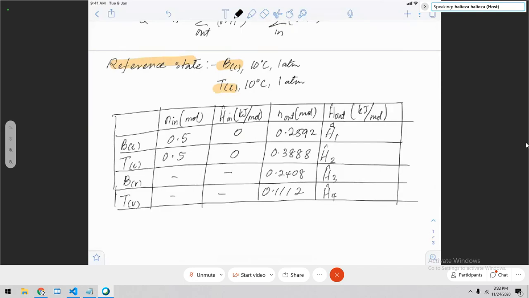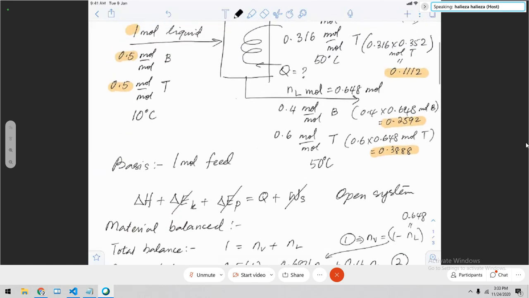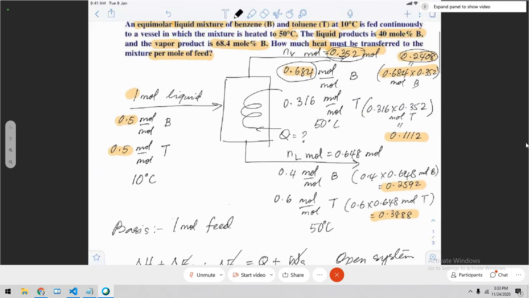Okay, let's look at liquid. Liquid is easier because normally the polynomial equation is shorter for liquid. So let's write down the enthalpy H1. How to get H1? It's liquid. You are initially at 10 degrees C. You're going to change to 50 degrees C. They are both liquid. This is liquid. This is also liquid. So how to do that?